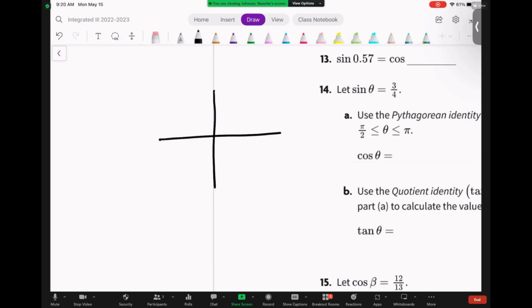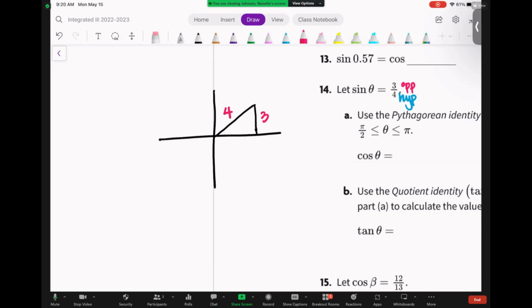Okay. So it says let sine be 3/4. So you always draw a picture, and it's like this, right? And then you label things. Because sine's definition is opposite over hypotenuse, I label the opposite 3 and I label the hypotenuse 4.